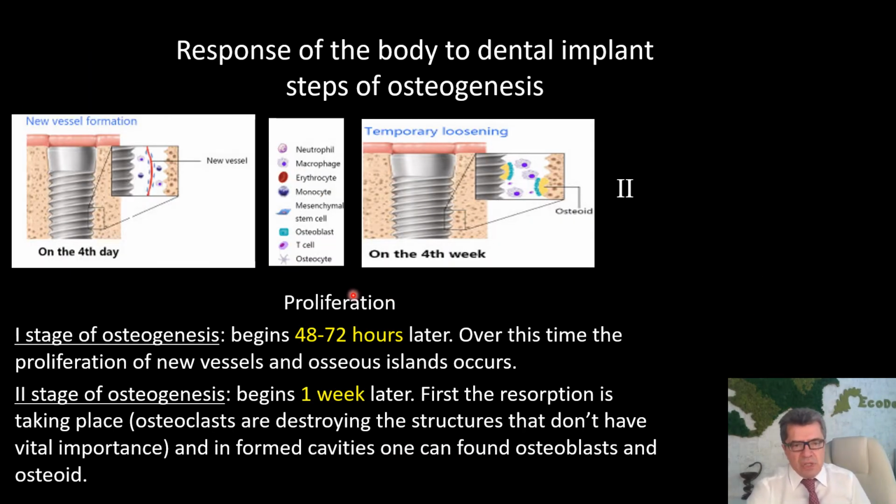In the proliferation stage, the beginning is 48-72 hours later. After this time, proliferation of new vessels and osseous islands occurs. The second stage begins 1 week later. The first resorption is taking place. Osteoclasts destroy the structures that don't have vital importance, and they form cavities where osteoblasts and the osteoid can be found.